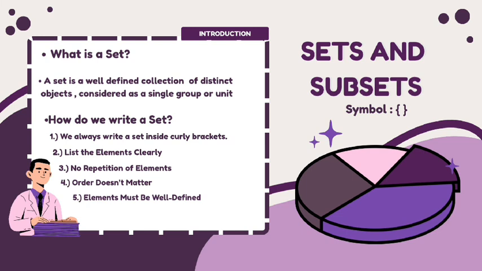When we write sets, we always write it inside curly brackets or braces, and we must list the elements clearly. The elements must not repeat, and the order doesn't matter. Again, the elements must be well defined and unique. We do not repeat the same element twice in that particular set.